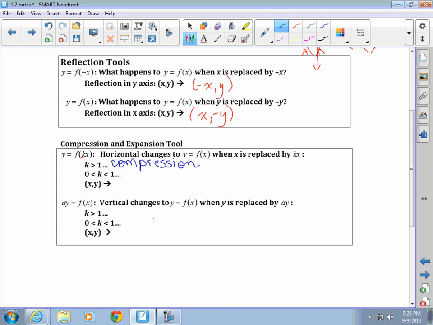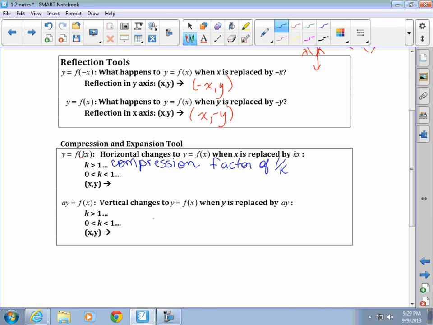And if you think back to when we did our graphs last year with the parabolas or the quadratic functions, if that value was greater than 1, our graph got narrower. So it was compressed or squeezed. And it was by a factor of 1 over k.